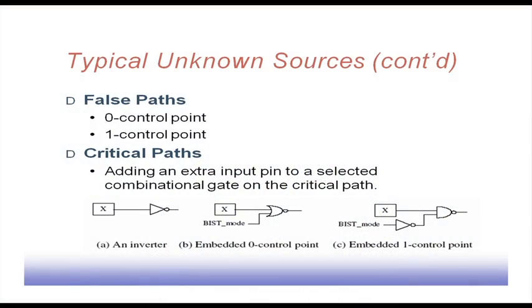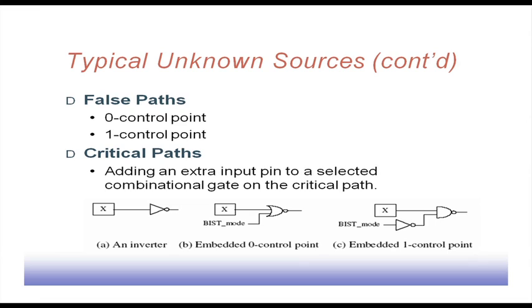The more unknown sources are false paths. False paths cannot be excited because of the logic of the circuit. So, what we can do, if there is a false path, is put a 0 control point so that this path is forced to 0, or we can have a 1 control point. Whatever is the requirement based on our analysis, we will be putting it to one of those control points, so that the false path gets a value of 1 or 0 as desired.